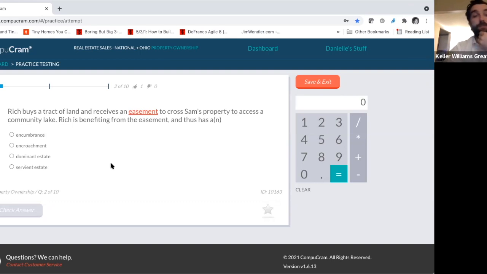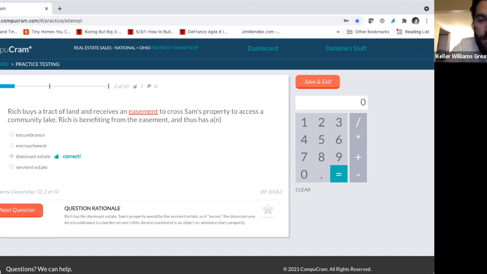Couple C's, couple D's. So we know it's not an encumbrance or an encroachment. That feels good. I saw a C last in the chat box, so we'll go with that. The thing to remember here is that the person benefiting is in a dominant position. The person giving the easement serves, so they're in a servient position. If you're receiving a benefit through an easement, you have a dominant estate. If you're giving somebody else access or giving something up, you're in a servient estate.